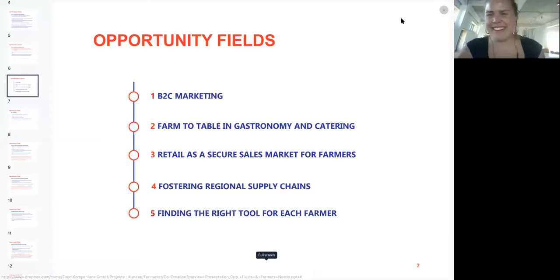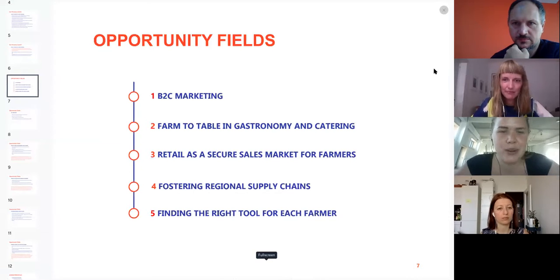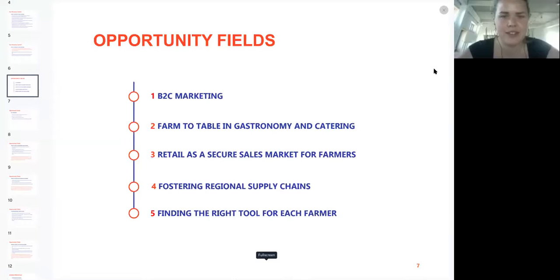Perfect. So let's talk about the opportunity fields. Where do we want to go? As we already presented to you the last time, we identified 5 opportunity fields in which we could go to, from which today we will choose 2 to continue working.